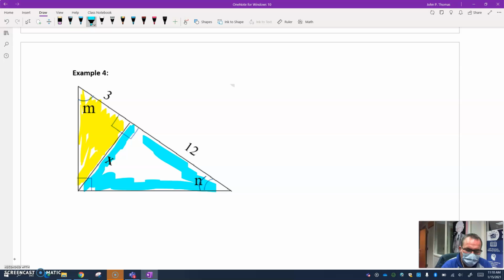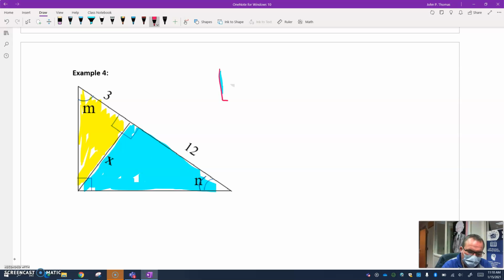All right, now we're going to try and find a way to pull those two apart. This one's going to be kind of sneaky. So let's pull this apart, and I'm going to start with the yellow, and I'm going to put the markings that I know.